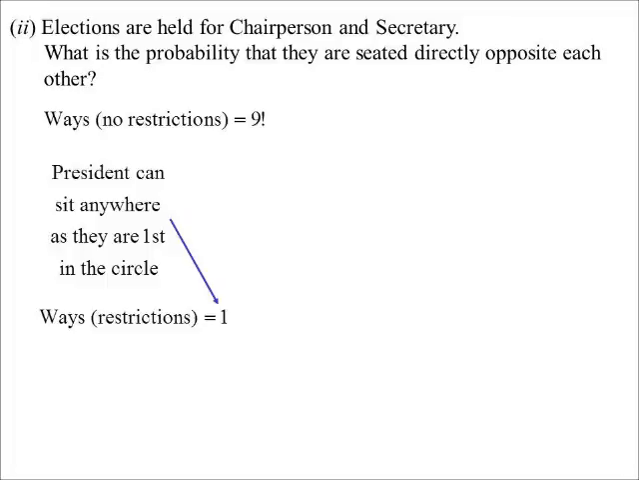Okay, president, well, which is chairperson, suddenly changed their name to president. Okay, president, they can sit anywhere because no one's in the circle yet. So, okay, Mr. President, Mr. Chairperson, whatever you want to call yourself, go sit down. Well, there's one spot, they're just going to sit in the circle. Now the secretary. Well, we want the secretary to be directly opposite the president. So there's only one spot they can go, directly opposite.